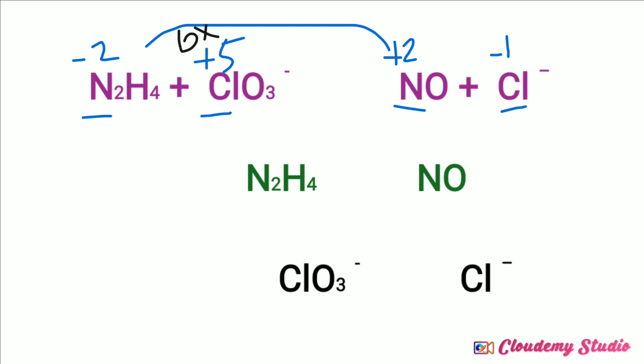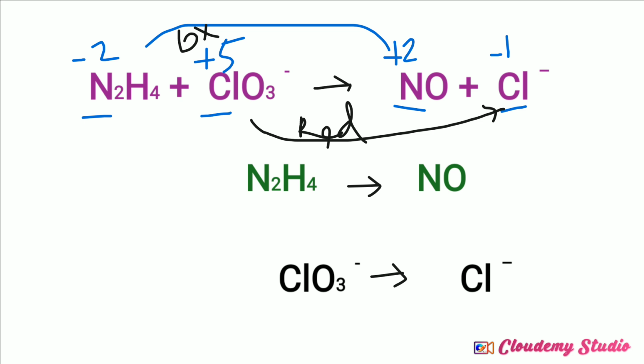In the case of chlorate ion becoming chloride ion, the change is from +5 to -1, that is a reduction reaction. So these half reactions we need to balance separately. First, the oxidation half reaction we can balance.